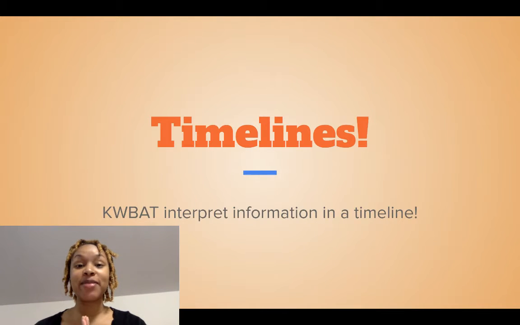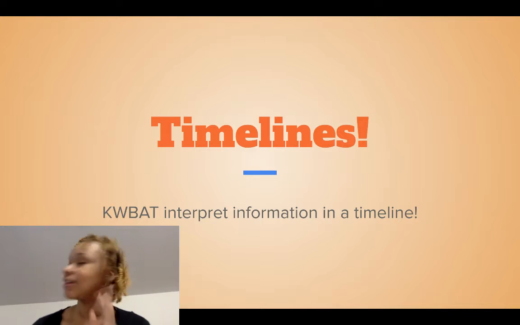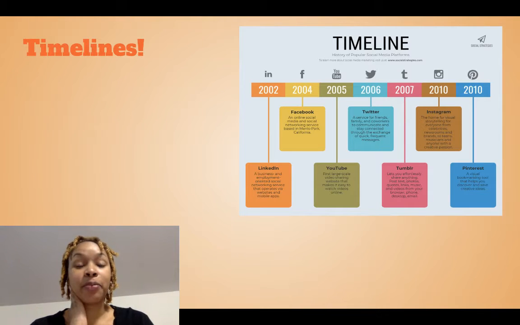So let's read what Kipsters will be able to do. Kipsters will be able to interpret information in a timeline. Good job. All right, so this is what a timeline looks like, and we've seen this before, especially when we're reading some of our books in class.